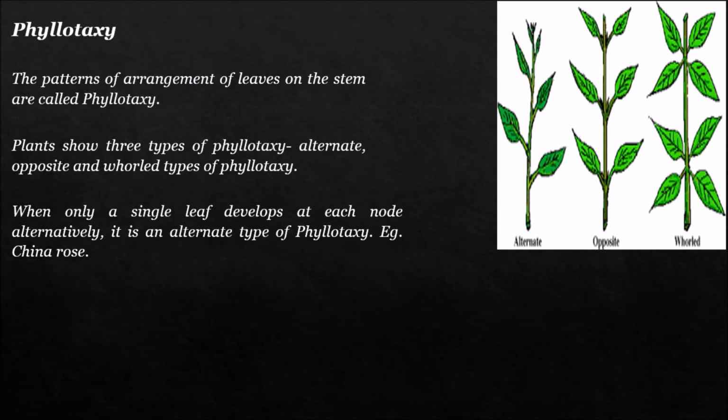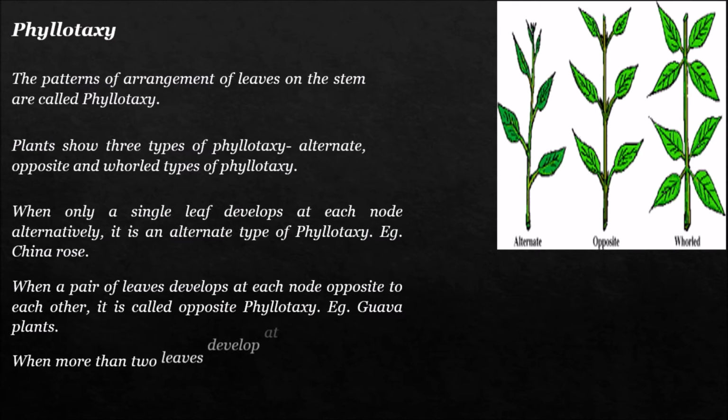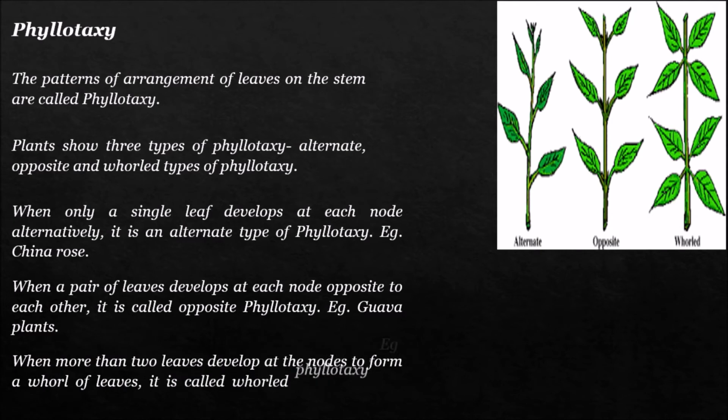Example, China rose. So you can see the image of alternate phyllotaxy here. When a pair of leaves develops at each node opposite to each other, it is called opposite phyllotaxy. Example, guava plant. When more than 2 leaves develop at the nodes to form a whorl of leaves, it is called whorled phyllotaxy. Example, Alstonia. The 3 types of phyllotaxy are given here. One is alternate phyllotaxy, second one is opposite phyllotaxy, third one is whorled phyllotaxy.